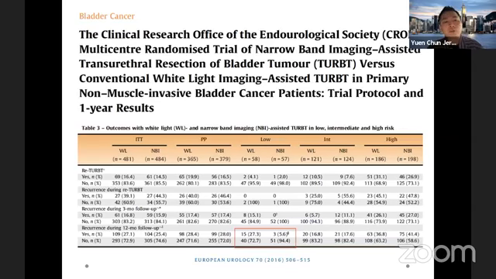The CROWS group has conducted a clinical trial on the use of narrowband imaging. And I just want to point out to you one of the findings for low-risk non-muscle invasive bladder cancer. They found that the one-year recurrence rate in the NBI group is much lower than the white light group. It's about 5.6% versus 27.3%.